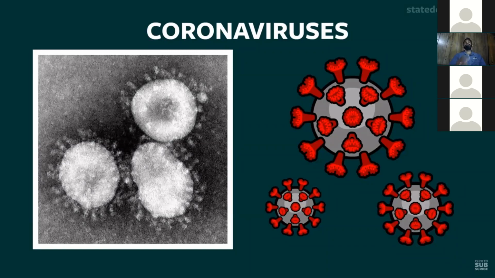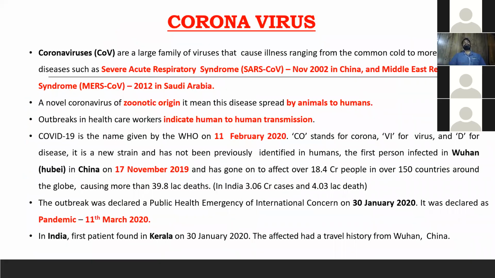And I just wanted to touch upon coronavirus, since we are all facing this COVID-19 issue. Coronavirus is a large family of viruses that cause illness ranging from the common cold to more severe diseases such as severe acute respiratory syndrome, SARS-CoV, which was observed in November 2002 in China, and Middle East respiratory syndrome, MERS-CoV, in 2012 in Saudi Arabia. So it is a novel coronavirus of zoonotic origin, meaning the disease spreads from animals to humans. Outbreaks in healthcare workers indicate human to human transmission.